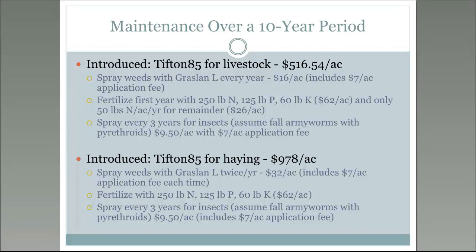When you talk about haying, you're going to need to spray weeds more often because we'll be haying possibly every 6 weeks during the growing period. So we're spraying weeds with Grassland L at least twice a year. That would not be unheard of.